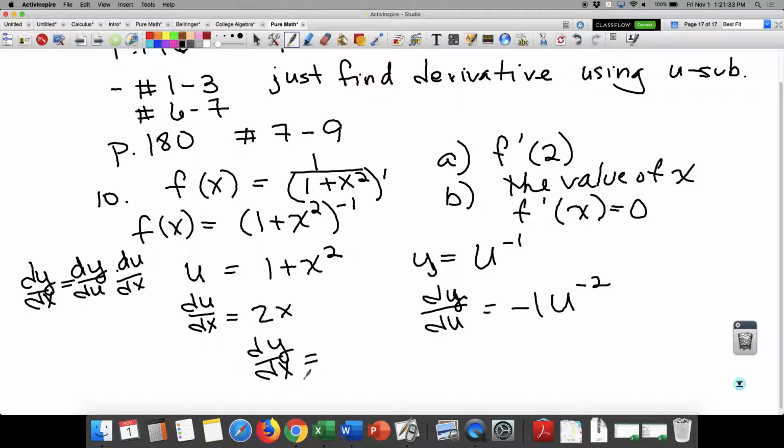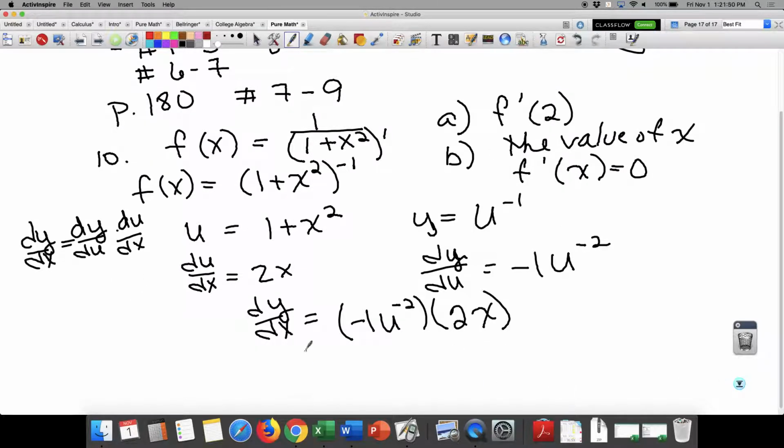This isn't just because I like it. It keeps me knowing where I'm going. My dy du is this. My du dx is that. So negative 1 times 2x is negative 2x. And then my u was 1 plus x squared, to the negative 2.